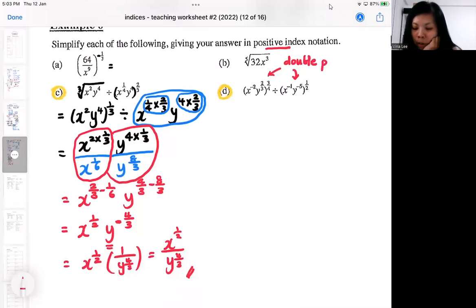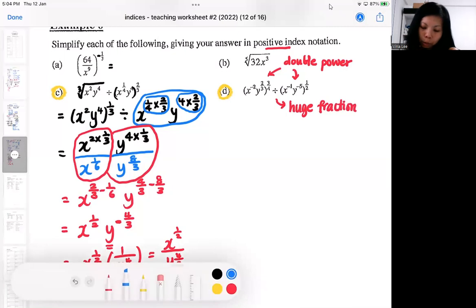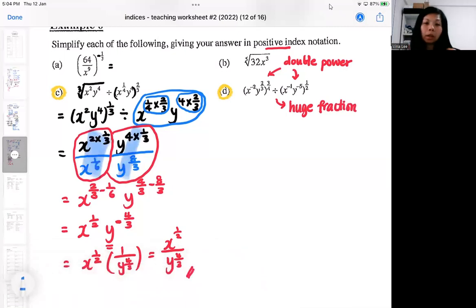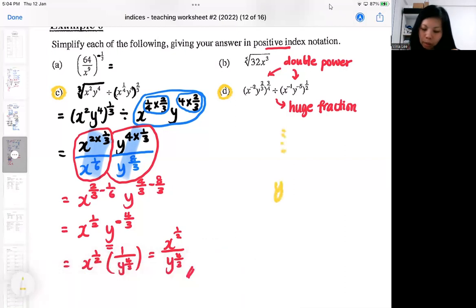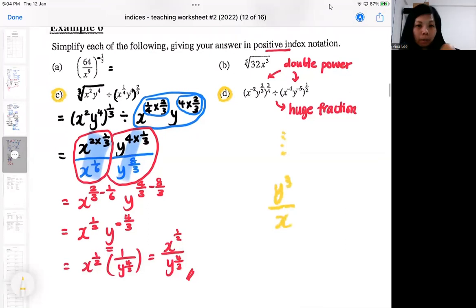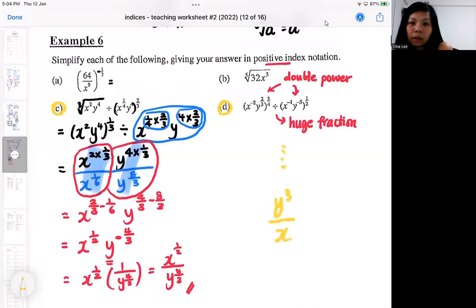So this is a double power. So make sure there's no bracket first. And then because of the divide, make it into a huge fraction. So once you make it into a huge fraction, you can do this kind of grouping. Then you can use the same base division. Okay, so you give it a try. If nothing goes wrong, your answer will be y³ over x. So you give it a try and let me know how you fared. Did you manage to get the answer?